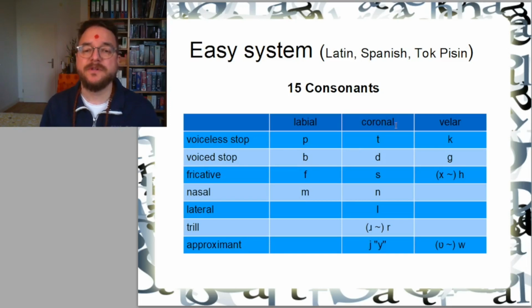Let's come to the coronal sounds. We have the voiceless stop ta, ata, at, da, ada, ad, sa, asa, as, na, ana, an. Then the lateral la, ala, al. Then we have the trill here. The normal trill would be ra, ara, ar.